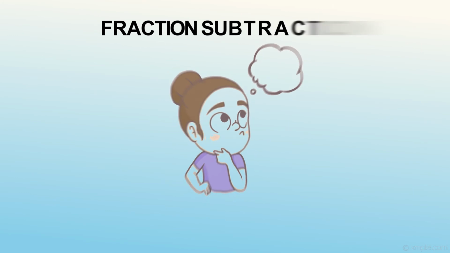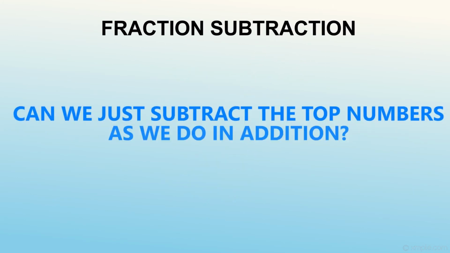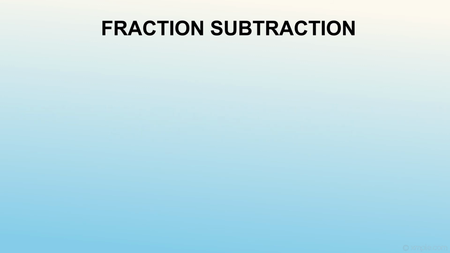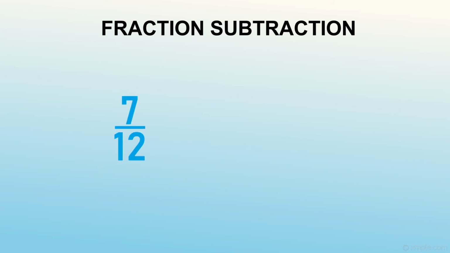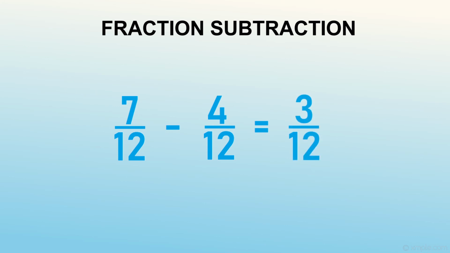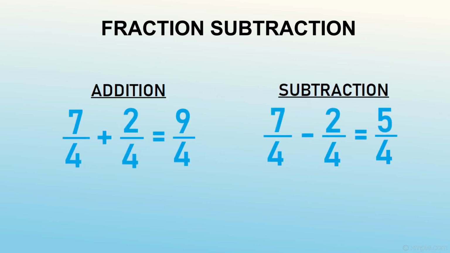Have you ever thought of subtracting the fractions? Is the procedure the same for that too? The answer is yes. To solve subtraction, you need to subtract the top numbers and you have to keep the bottom number as it is. Like if you have 7 over 12 minus 4 over 12, we will subtract 7 minus 4, which will give you 3, and we will keep the bottom number as it is. So our answer would be 3 over 12. Adding or subtracting like fractions is really easy.